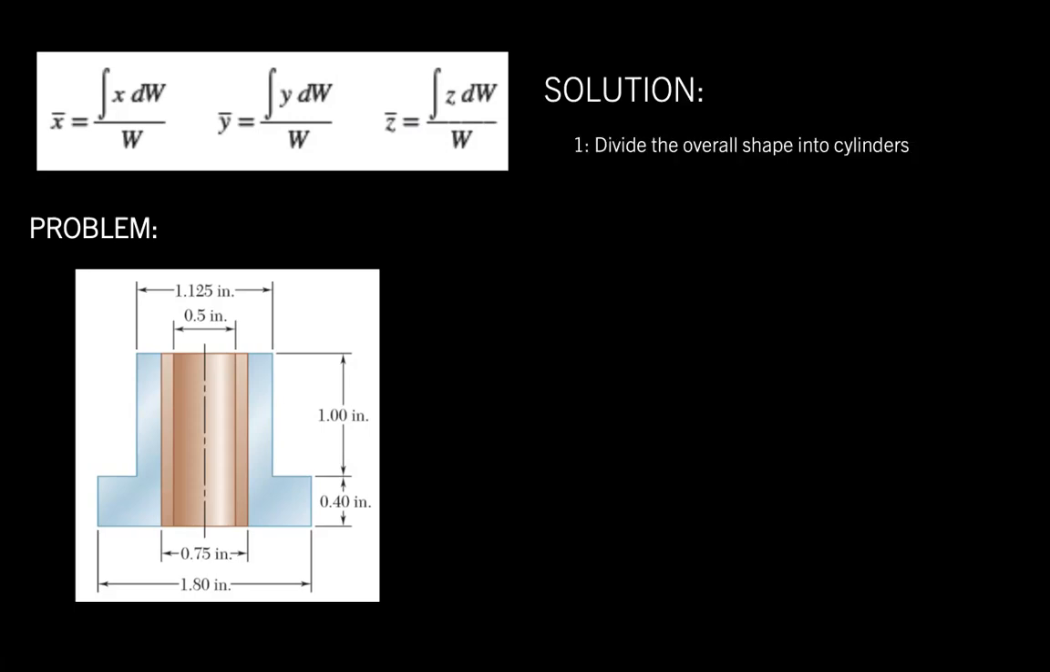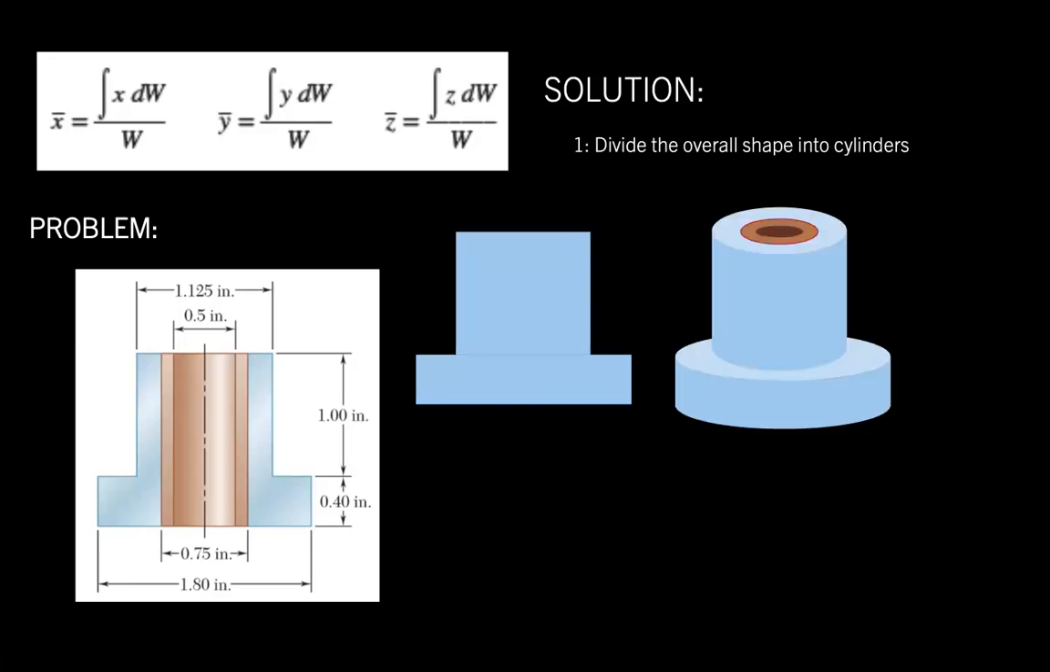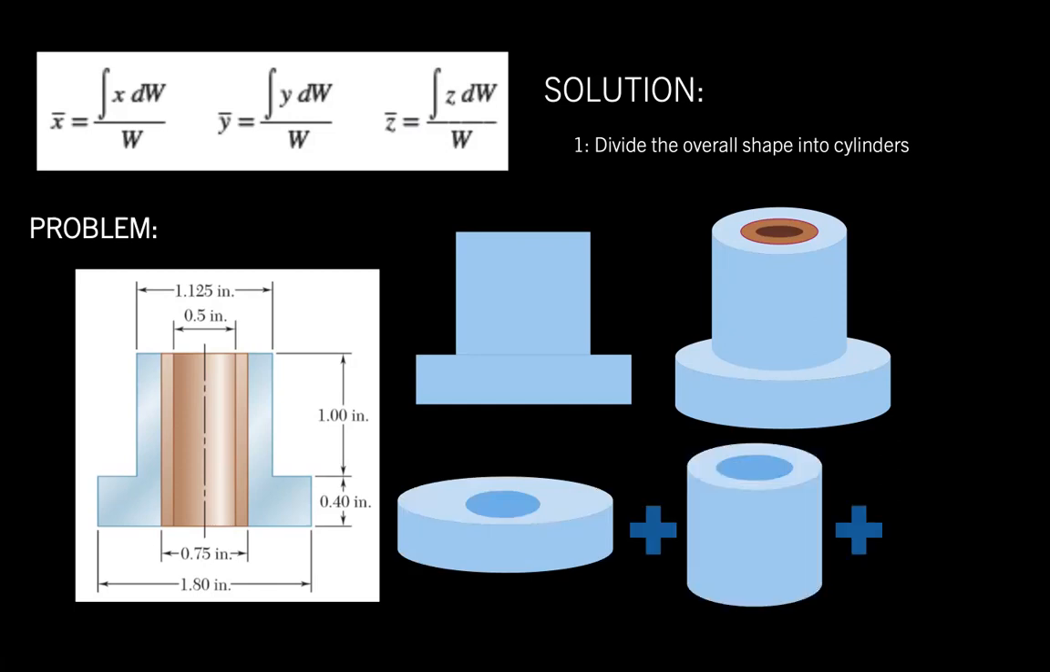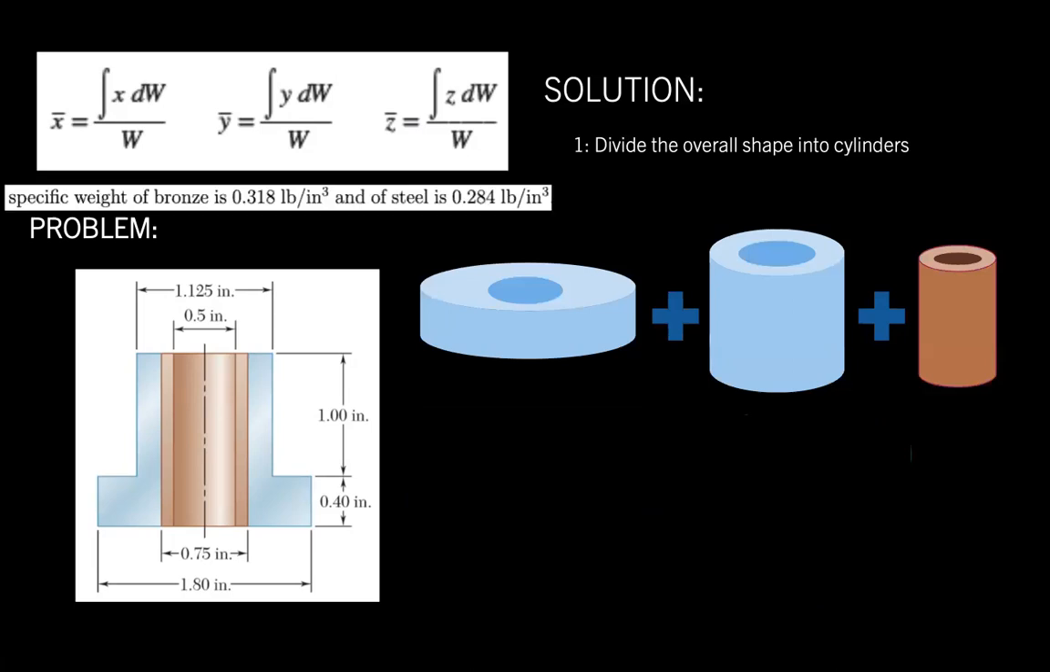Solution. First, we want to divide the overall shape into cylinders. Blanking out the whole object, we can see that we can reduce it to a shape like a hat. Moving that shape over, we see that this shape is composed of 3 cylinders: first cylinder, second cylinder, and third cylinder. Remember that the specific weight of bronze is 0.318 pounds per inches cubed and of steel is 0.284 pounds per inches cubed. We want to find the weight and center of gravity of each part.